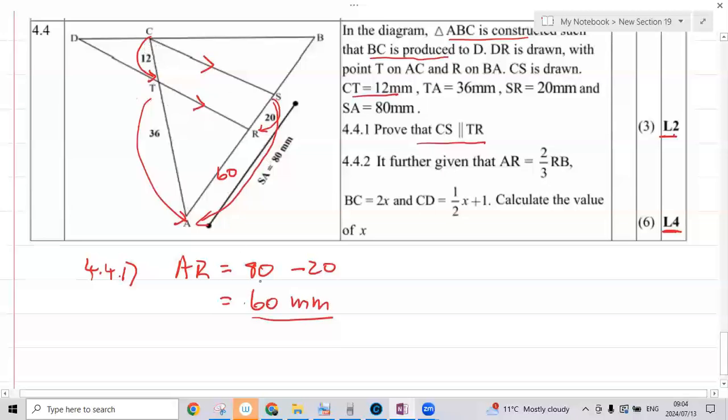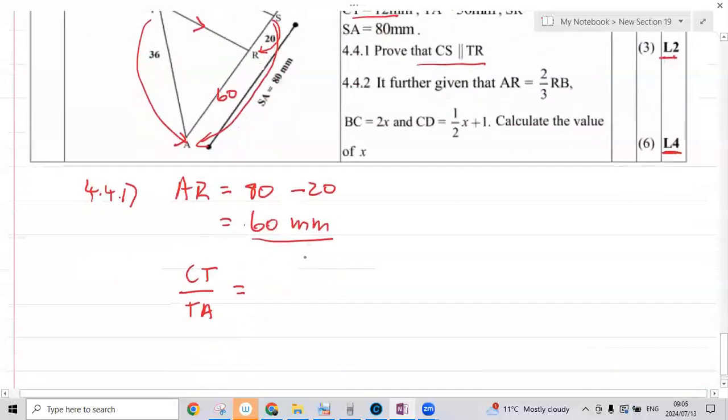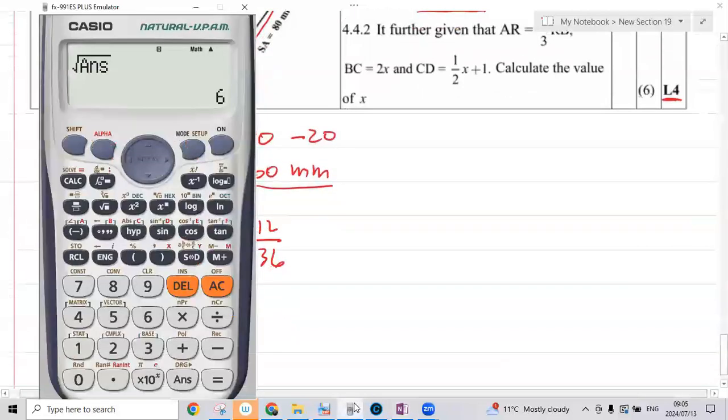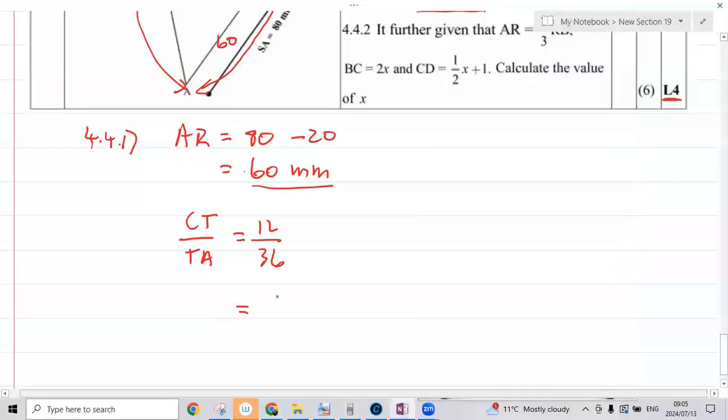So CT over TA, let's do that. CT over TA, and that's going to be 12 over 36. And 12 over 36 equals, when in doubt, use your calculator. That should be 1 over 3, right? But let's just put it in the calculator just for the sake of it. 12 over 36 equals 1 over 3. So therefore, CT over TA is 1 over 3.